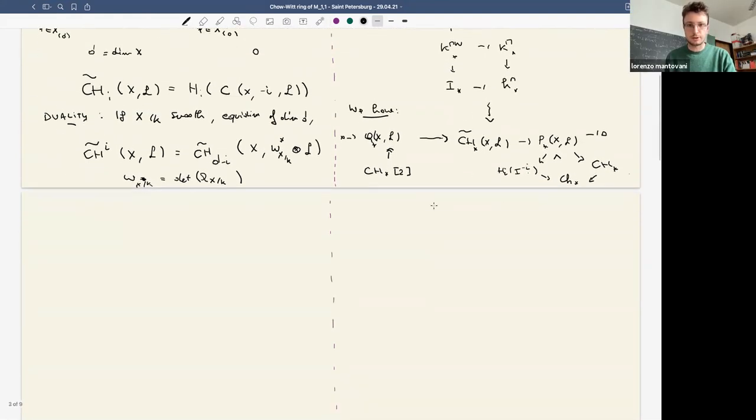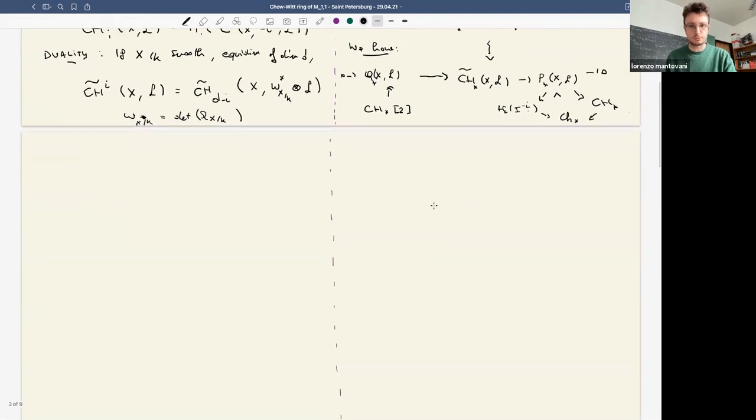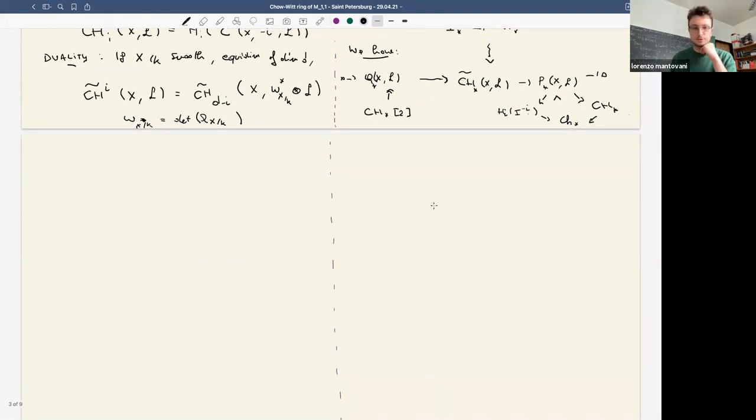Unfortunately, I have to hide what I've just written. Okay, so the second step is that one can produce an equivariant theory with coefficients. And I will state this for Milnor-Witt theory because that's what we need today. But this works for every homotopy module.